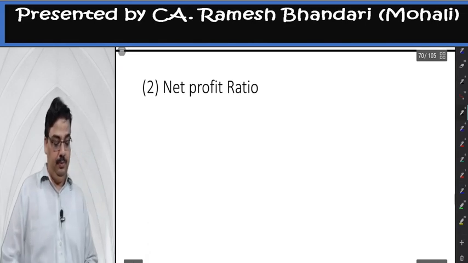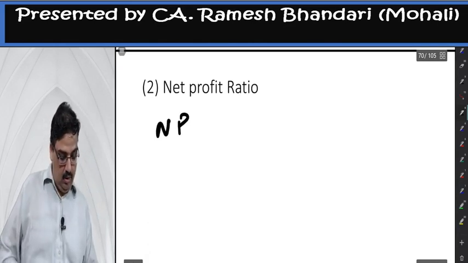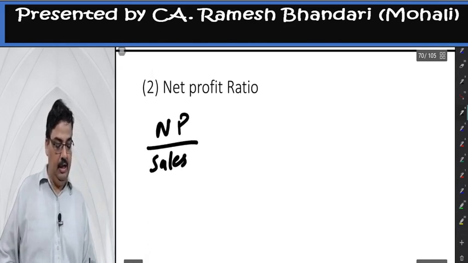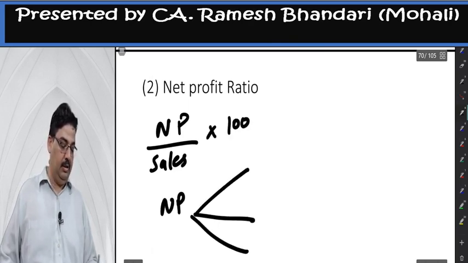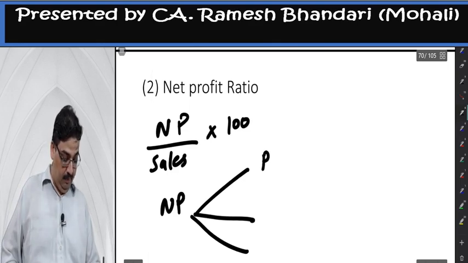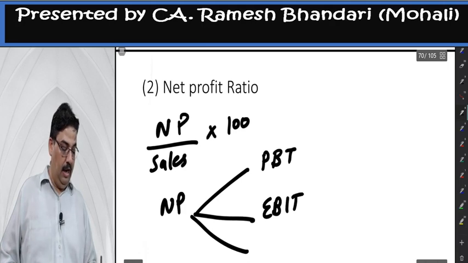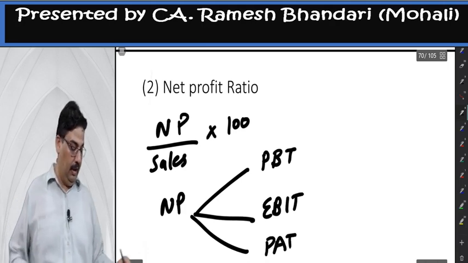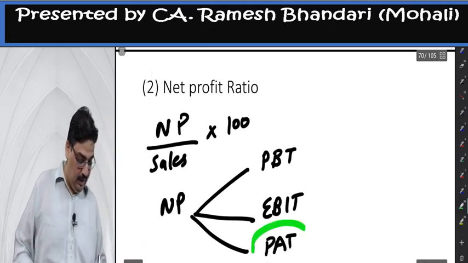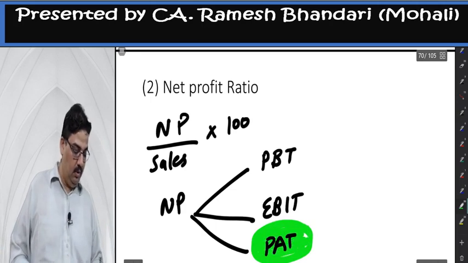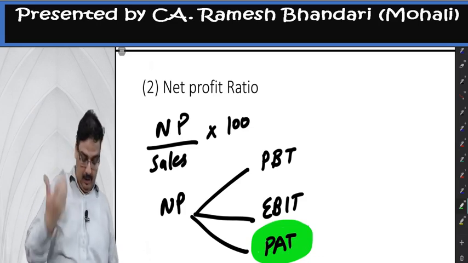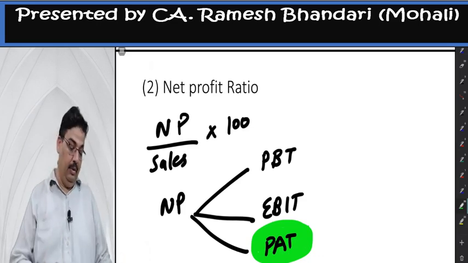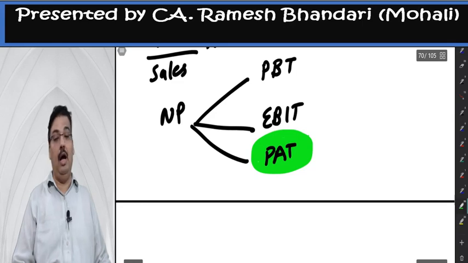Then net profit ratio. Net profit divided by sales into 100. I told already, net profit can have many meanings. It can be profit before tax, EBIT, profit after tax, but default meaning is profit after tax. The interpreter may change the meaning accordingly, you can also change, but default meaning is profit after tax.